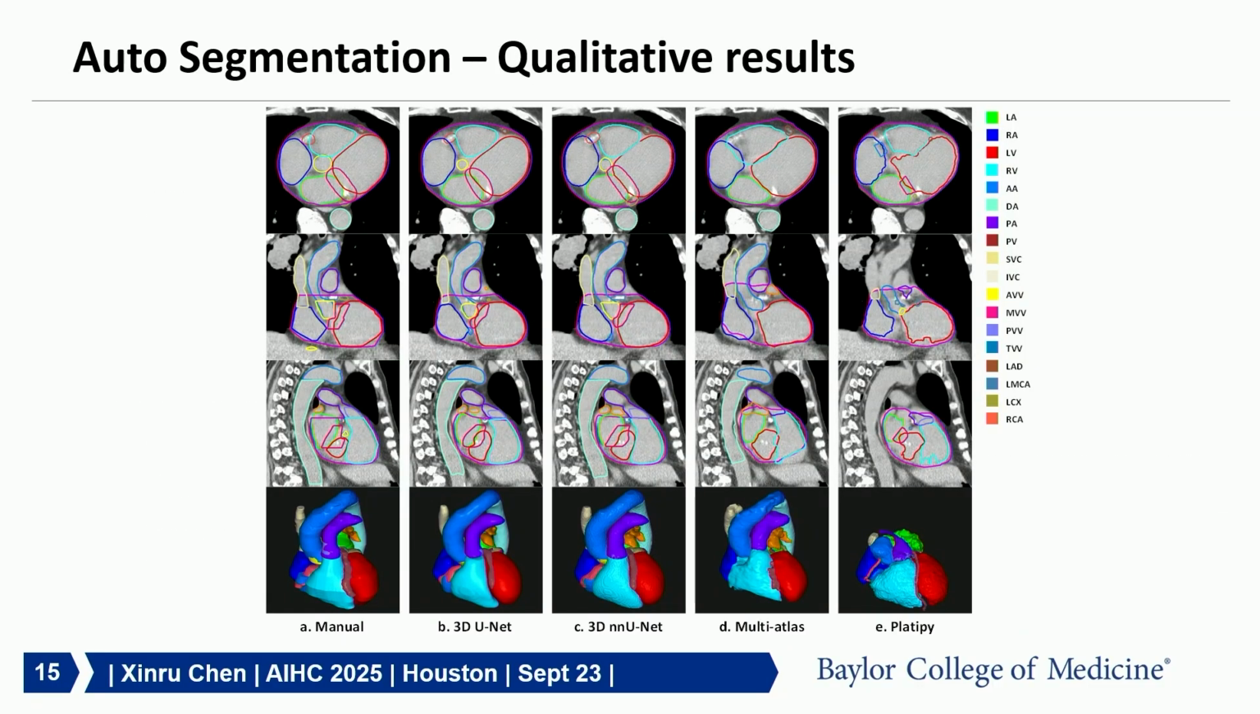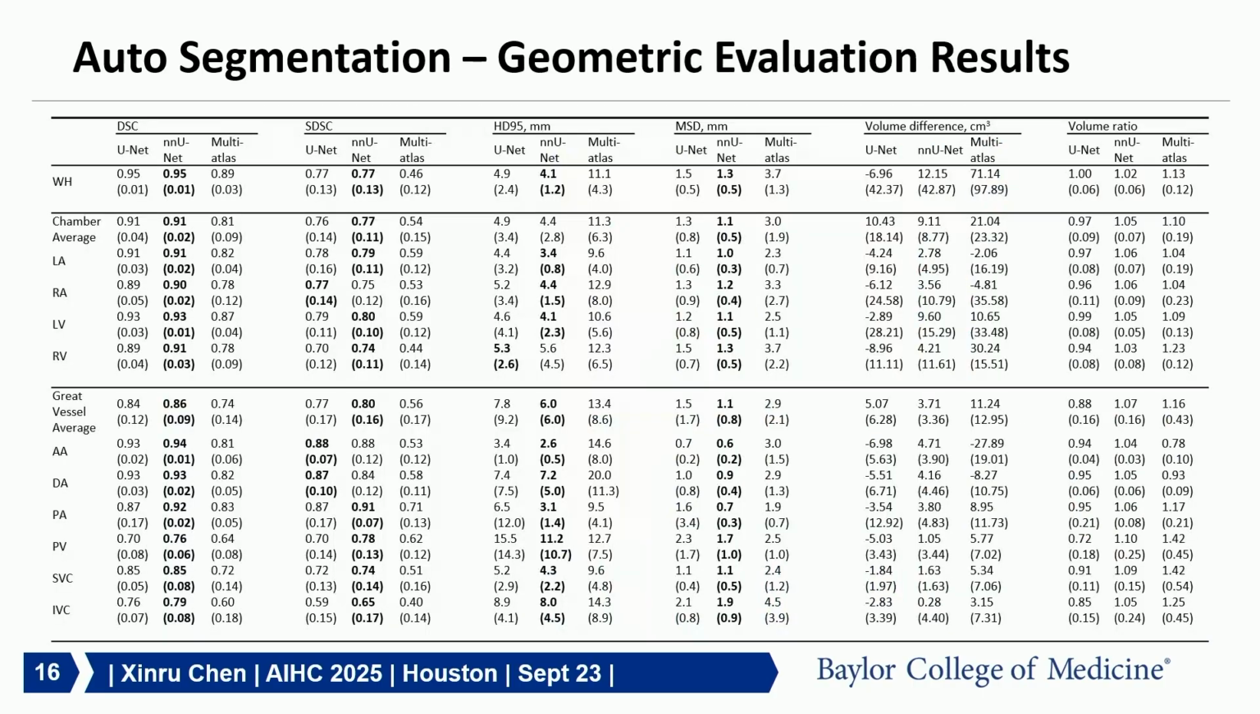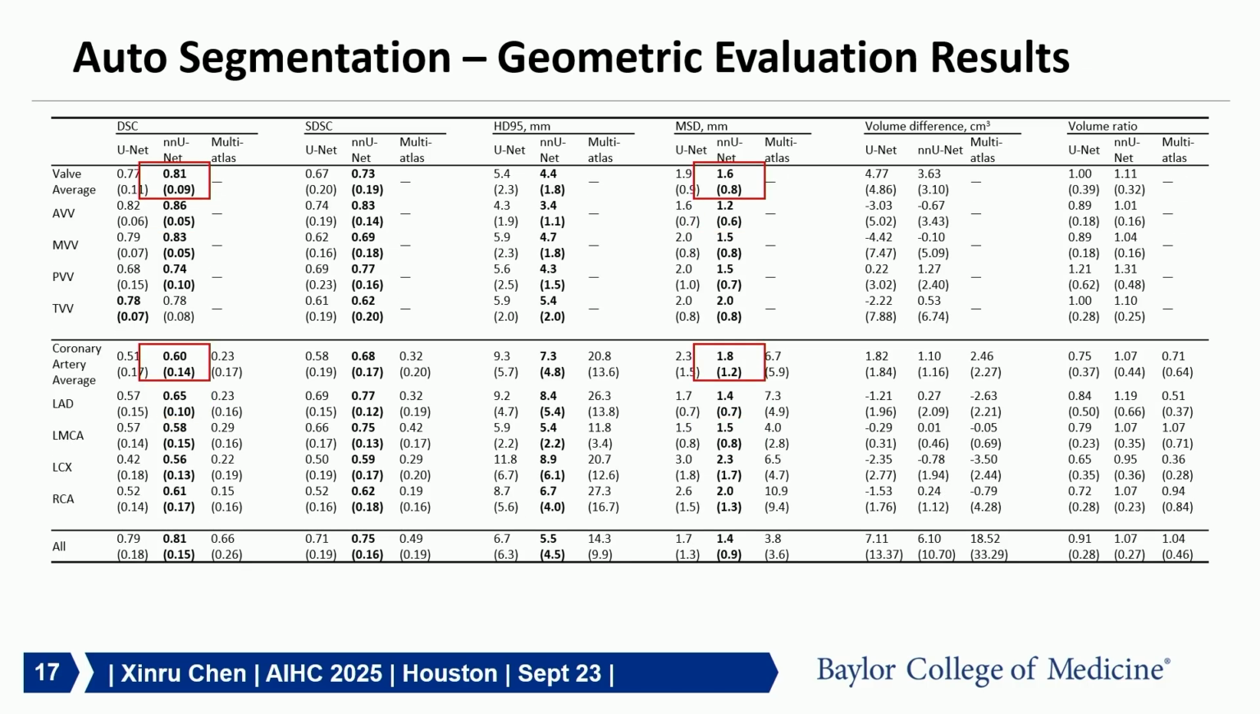So the figure here shows the qualitative results from manual delineation, 3D U-Net, nnU-Net, the multi-atlas method, and the open Python package Platipy. So visually, the 2 deep learning models outperform traditional methods. I will skip the details in this table, but I want to highlight that for the Dice similarity coefficient, our nnU-Net model achieved 0.95 for whole heart, 0.91 for chambers, 0.86 for great vessels, 0.81 for valves, and 0.6 for coronary arteries, which is the most difficult part for this task.